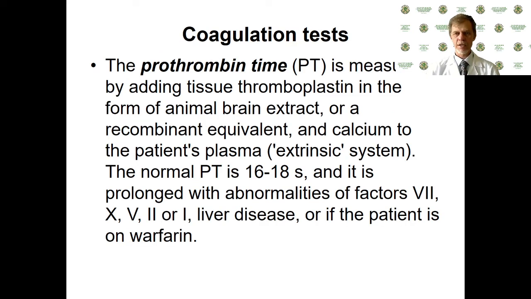Which coagulation tests are usually done? Prothrombin time. Prothrombin time is measured by adding tissue thromboplastin, in the form of animal brain extract or a recombinant equivalent, and calcium to the patient's plasma. The normal prothrombin time is 16 to 18 seconds, prolonged with abnormalities of factors 7, 10, 5, 2, 1, liver disease, or if the patient is on warfarin. Warfarin is a remedy which prevents coagulation.